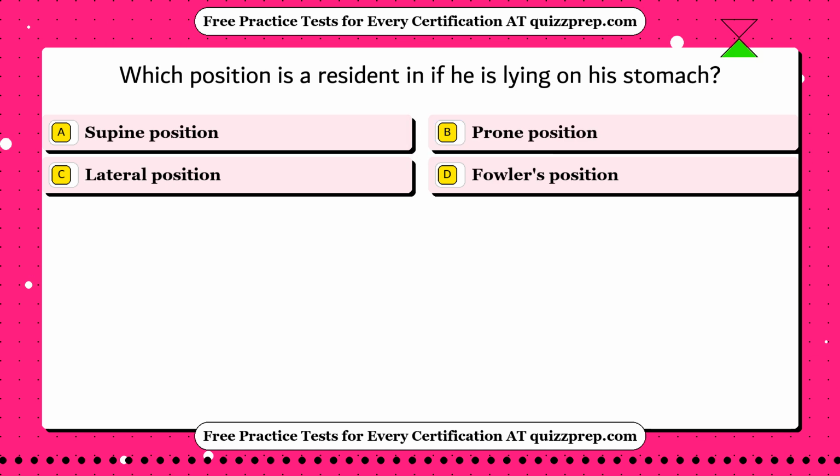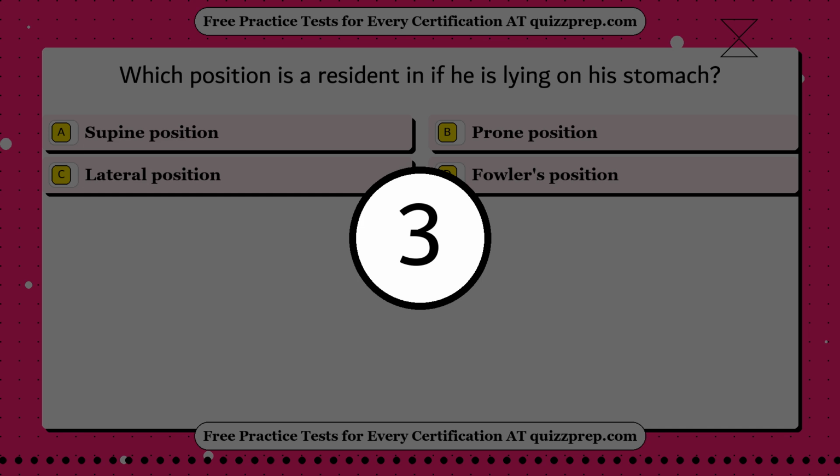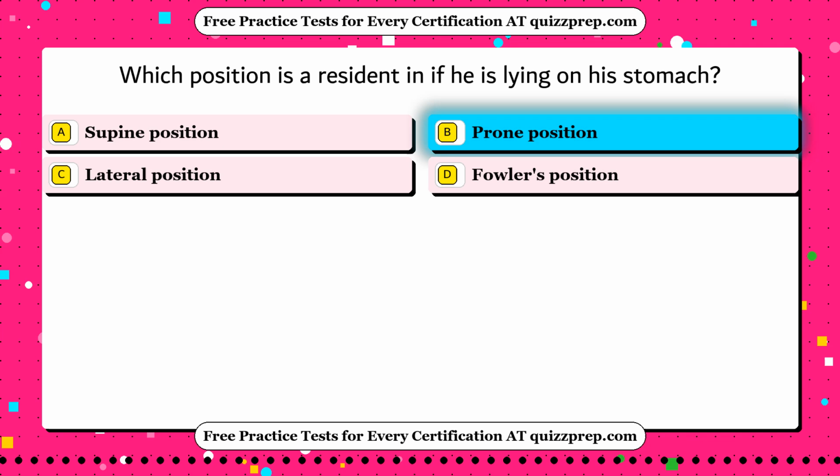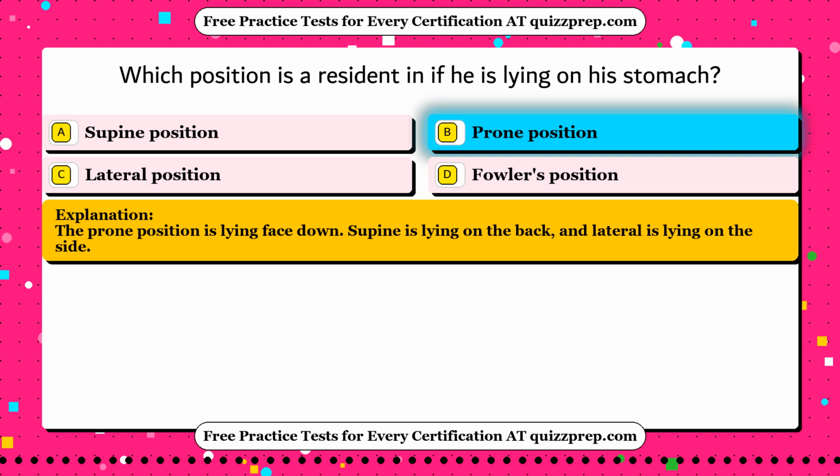Question 58. Which position is a resident in if he is lying on his stomach? Option A, supine position. Option B, prone position. Option C, lateral position. Option D, Fowler's position. The correct answer is option B, prone position. The prone position is lying face down, supine is lying on the back, and lateral is lying on the side.